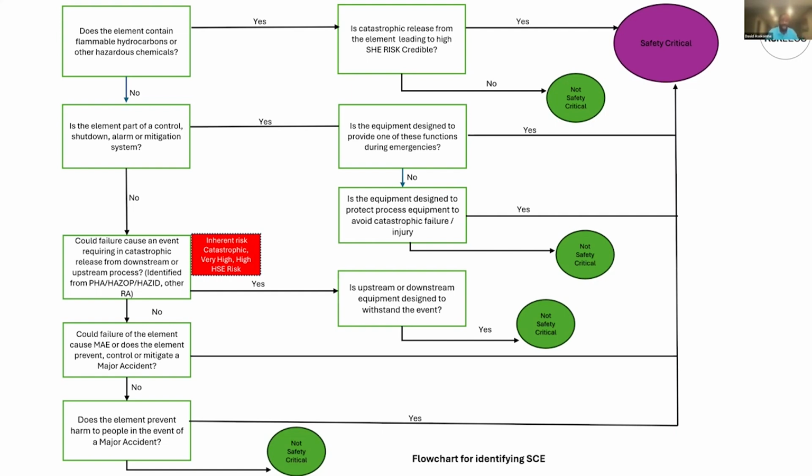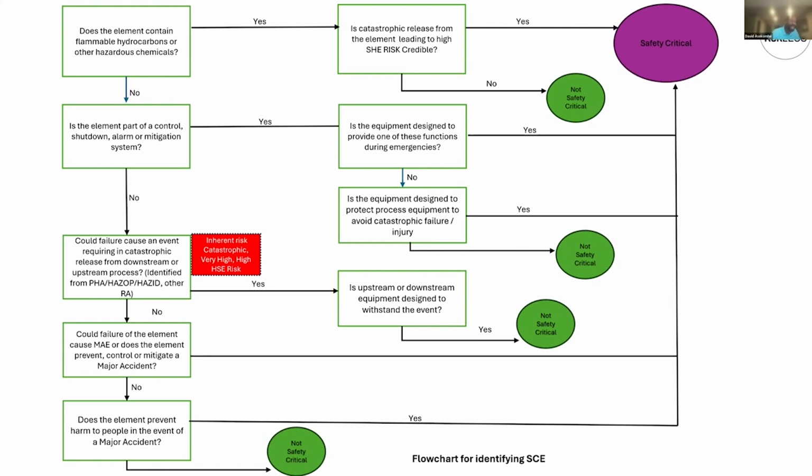So the first question I always ask myself is: is a catastrophic release from the element leading to a high SHE risk credible? If the answer is yes, we know it is safety critical. On the left-hand side, does the element contain flammable hydrocarbon or hazardous chemical? If the answer is yes, can those chemicals or flammable hydrocarbon cause a high or catastrophic SHE event? If the answer is yes, it is safety critical. If we go down to no, we know it is not safety critical.